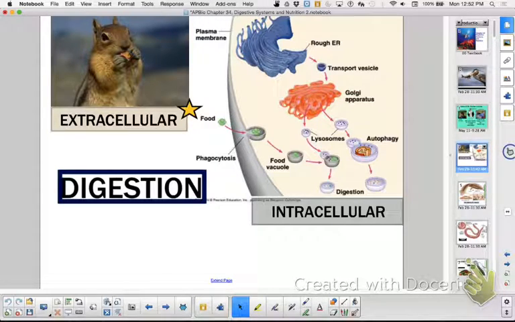Extracellular digestion is where the digestion takes place in some tube outside of the cell, and then the nutrients are absorbed into the cell. Of the two, extracellular digestion would be considered more advanced than intracellular digestion, a more efficient use of time and materials, because you have a tube where you can secrete enzymes, do your digestion, and then your absorption, instead of each individual cell.